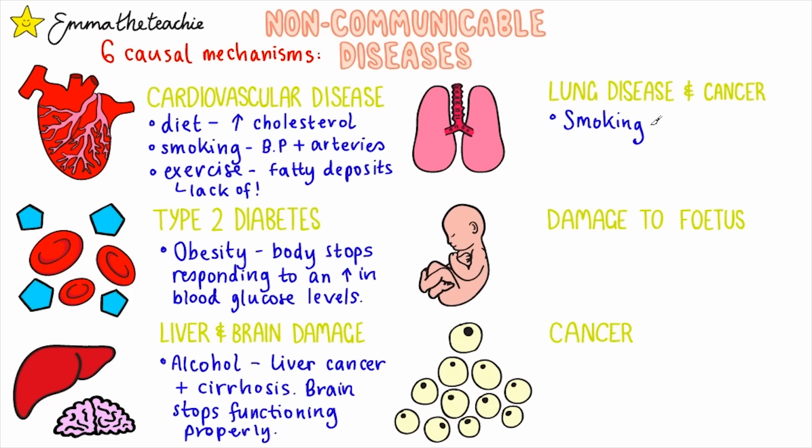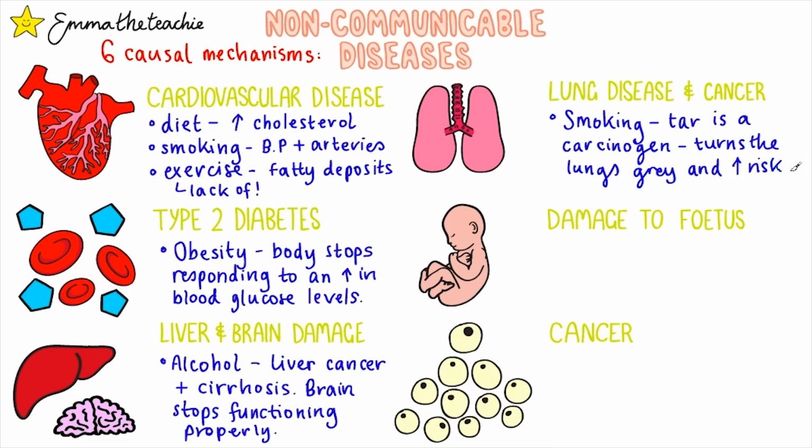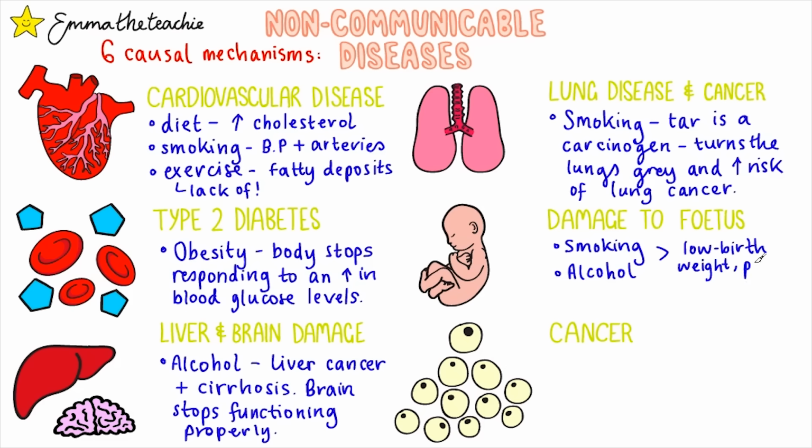Lung disease and cancer are both caused by smoking. Tar is a carcinogen, and it turns the lungs grey and increases the risk of lung cancer. And damage to the fetus is caused by both smoking and alcohol. The results of this can be a low birth weight, a premature birth, or even a stillbirth. This is when the baby is born dead.